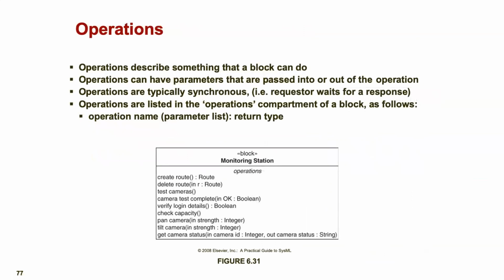For operations, operations describe something that a block can do. Operations can have parameters that are passed into or out of the operation. Operations are typically synchronous, and operations are listed in the operations compartment of a block as follows: operation name, open parentheses, parameter list, close parentheses, colon, return type.